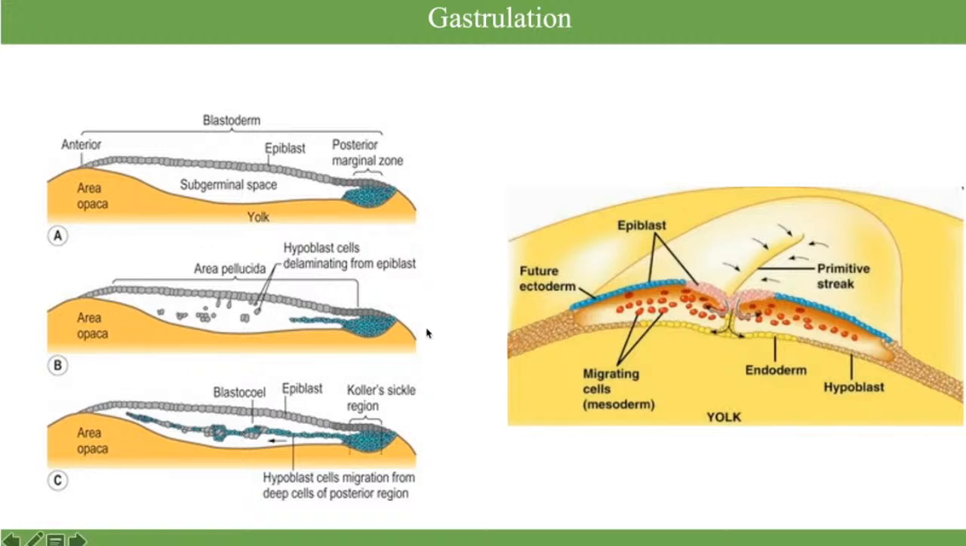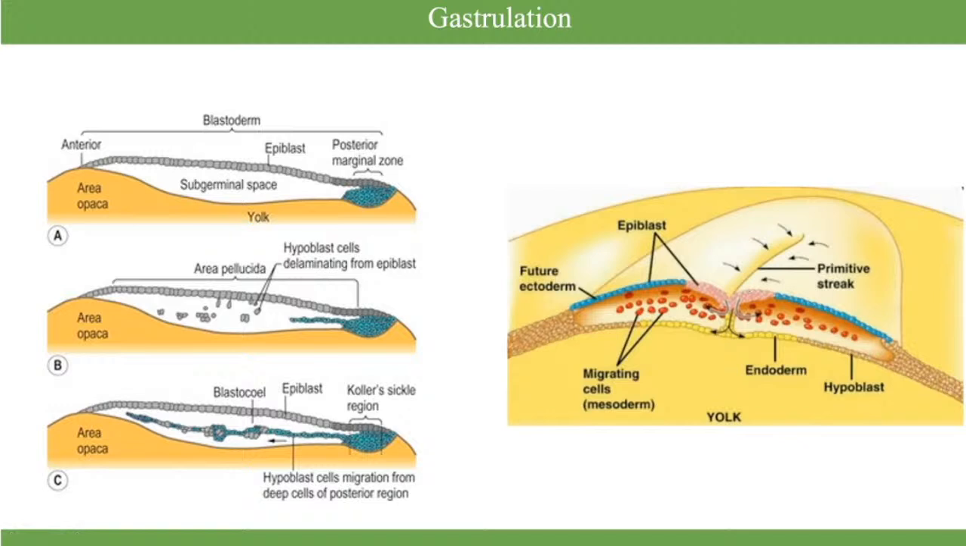Got it? Now next we will be discussing the formation of endoderm, then the primitive streak. Primitive streak, the major basic part in gastrulation. We will discuss how the cells are going to migrate, and this whole process we will be discussing in our next lecture.